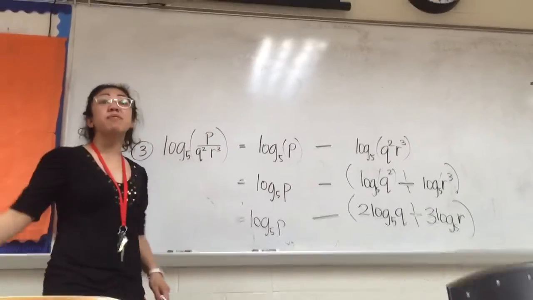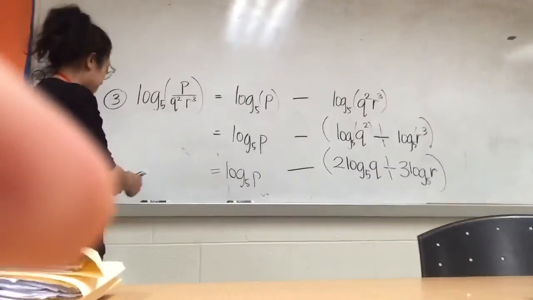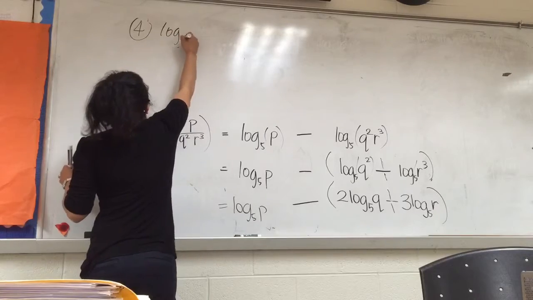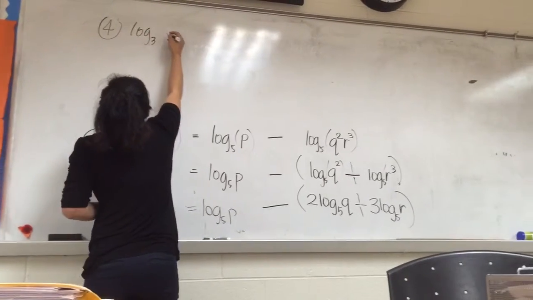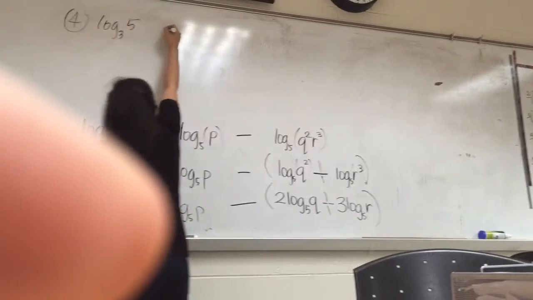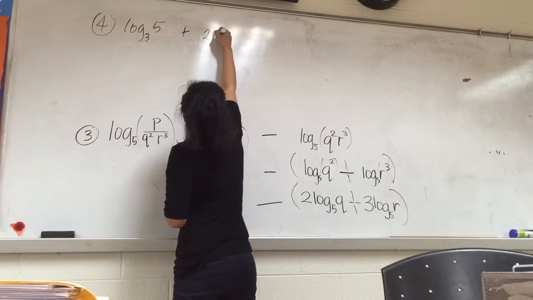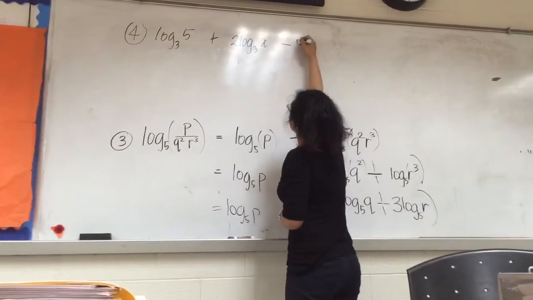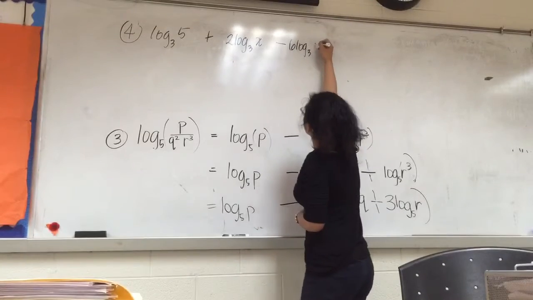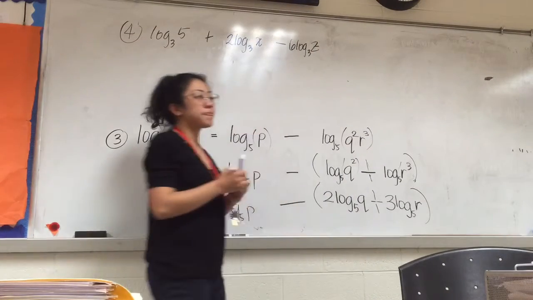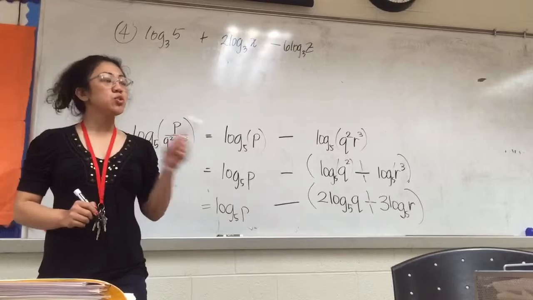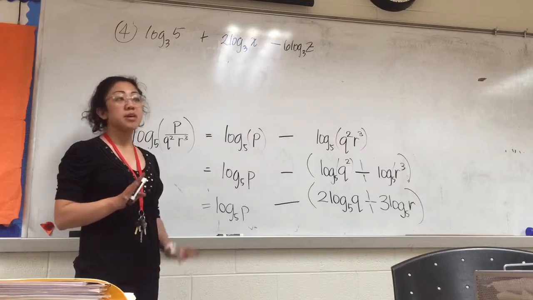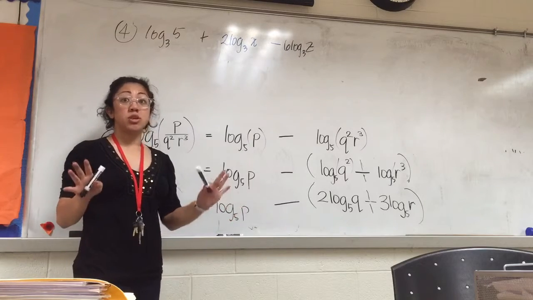All right, so let's go to number 4. Can you please read number 4, Shamia? Log base 3 of 5 plus 2 log base 3 of x minus 6 log base 3 of z. Okay, thank you. Now, question. What do you want to start with? Pick two logarithms that you want to start with. The 2 at the end. Okay, let's start with the 2 at the end.